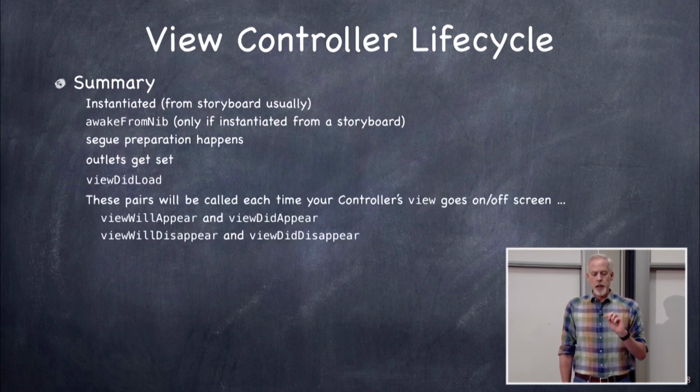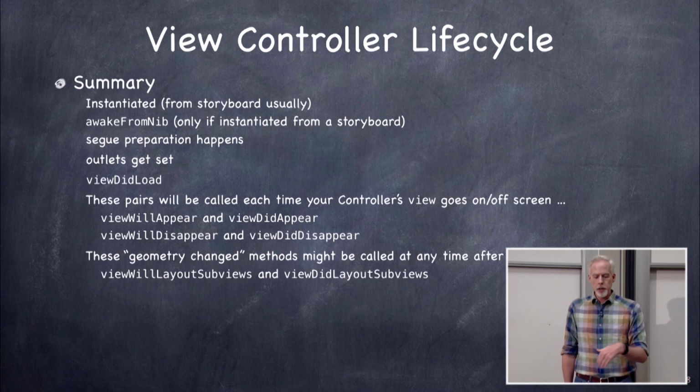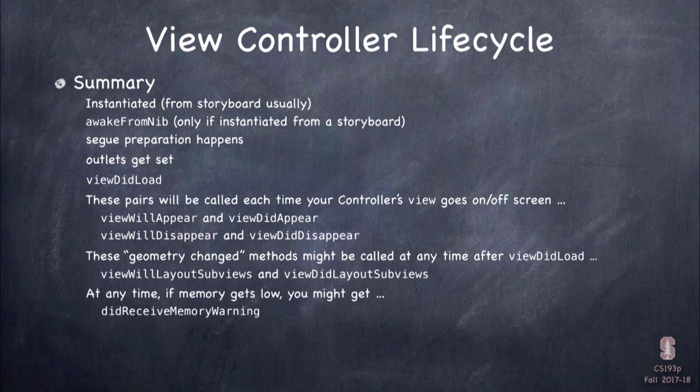All right. Then you appear and disappear off screen, and you get those view will and did appear and disappear, back and forth. At any point along here, your geometry might change, causing view will layout subviews and view did layout subviews to get called, probably with auto layout happening in between those two calls, because layout subviews will cause auto layout to happen. And if at any time you start using a lot of memory, or even just the whole device uses a lot of memory, you might get this did receive memory warning, which you can hopefully clean up something too, but often you can't because you just don't have anything big. All right, so that is the view controller lifecycle.